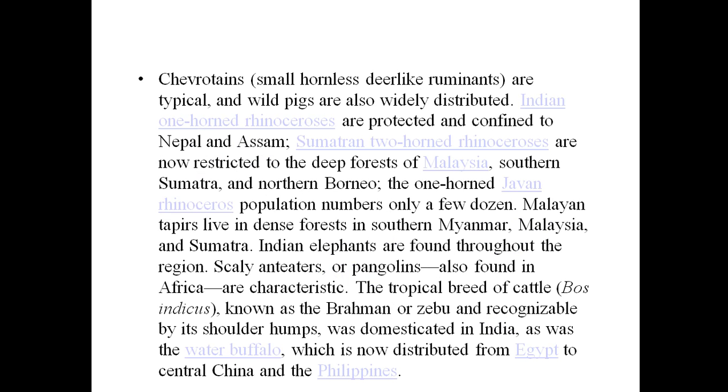Indian one-horned rhinoceros are confined to Nepal and Assam. Even the Sumatran two-horned rhinoceros in southern Sumatra. Even the one-horned Javan rhinoceros, with a population of only a few dozen, you can see. Malayan tapirs are in the dense forest of southern Myanmar, Malaysia and Sumatra. Indian elephants are found throughout the region.